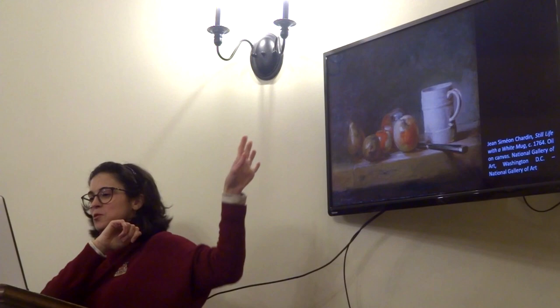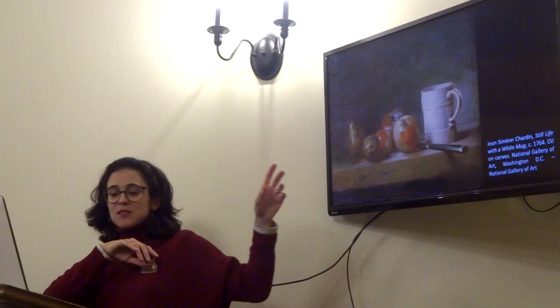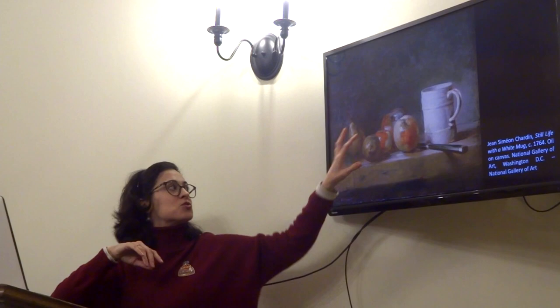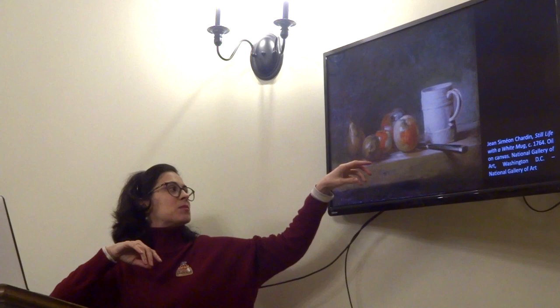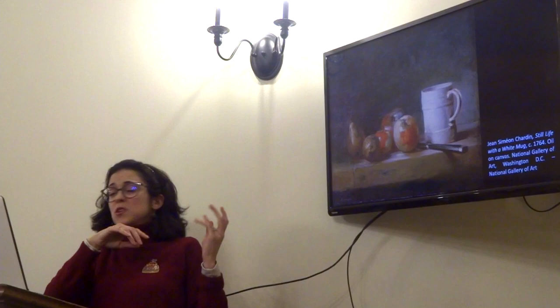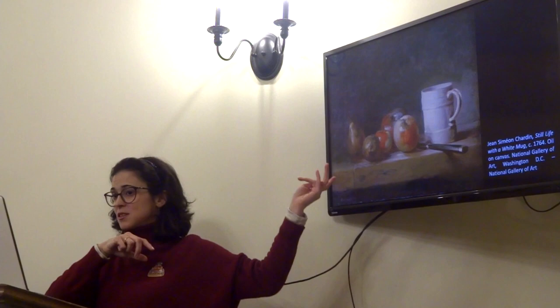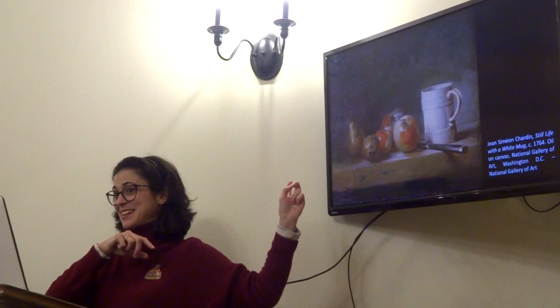He's absolutely incredible. Just to point out some things, it's a juxtaposition of two different shapes. You have the spheres in the apples and the pears, and you have the mug, the cylinder. I'm not sure if this was a commission or an exercise. It could very well have been an exercise, because this is the kind of thing you have to draw and paint when you go to art school and you're doing the entrance exam. You see the fruit is quite ripe.